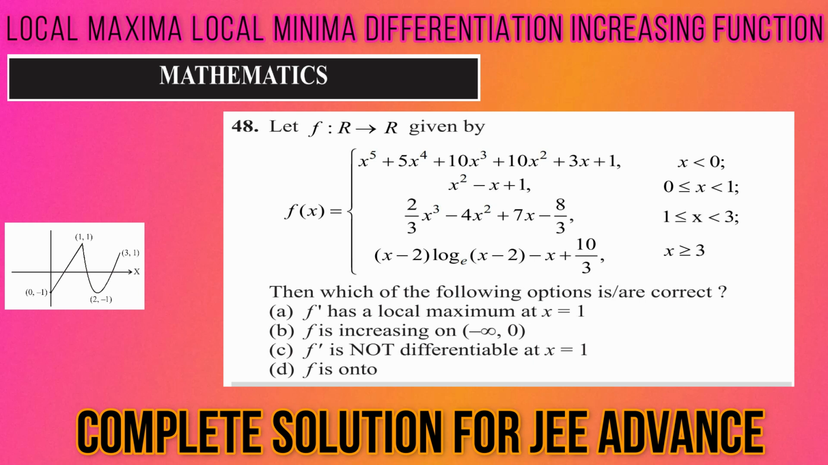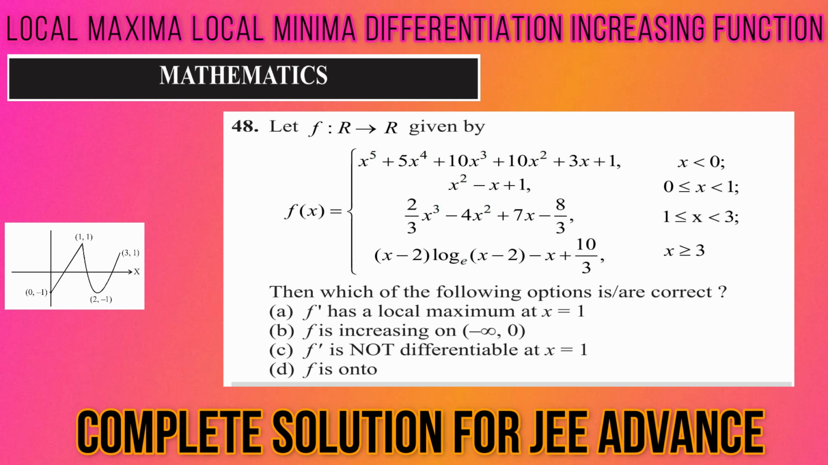So these are the 4 functions we have been given, and we have to figure out which of the options are correct. The question is from paper 2, which means 2 or more options can be correct, so we have to check each and every option very carefully. The first option says that f dash has local maxima at x equal to 1. That means the first derivative of the function f has a local maxima at x equal to 1.